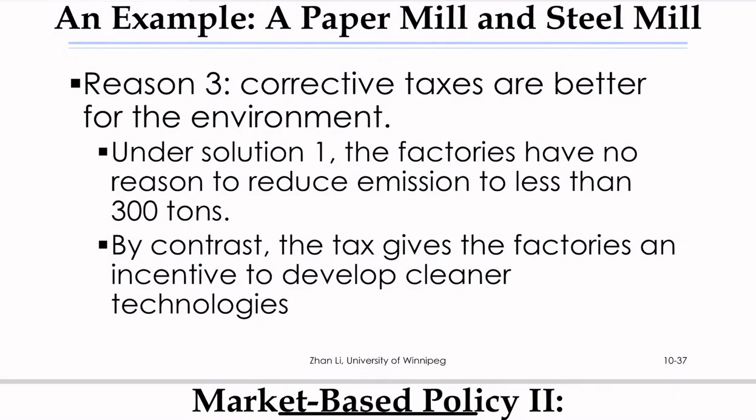So you can see that, again, this is a very nice incentive effect. That is, given tax, the firms could optimally think about how to adopt better technology in reducing pollution, right? And in the first solution, after reducing the emission to 300 tons, firms don't have any further incentive to further reduce the pollution level.